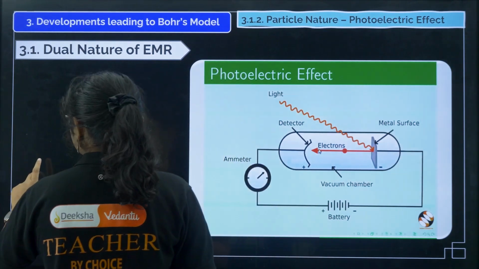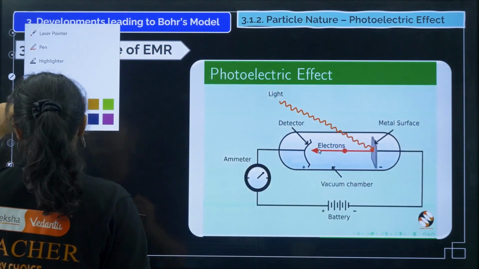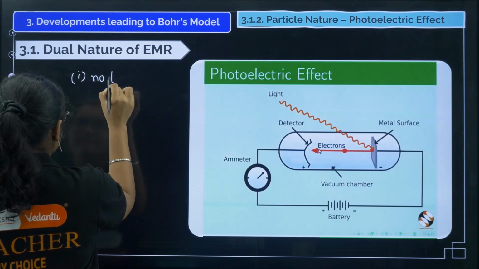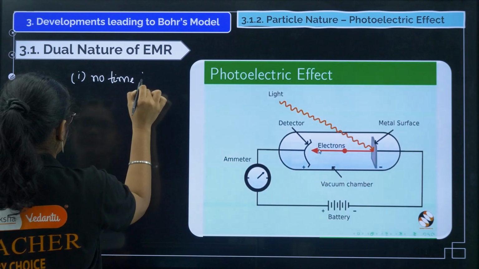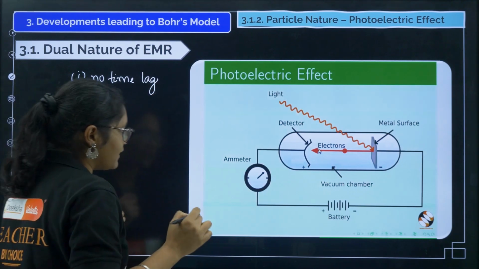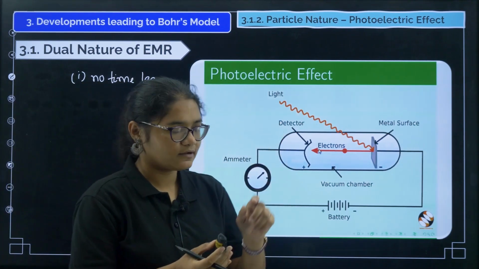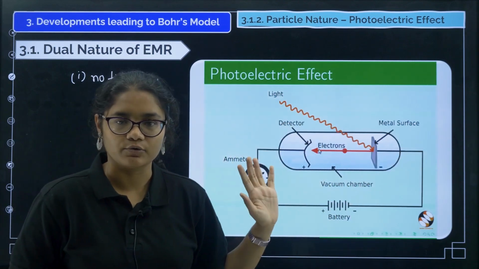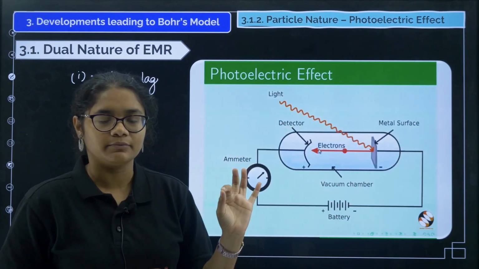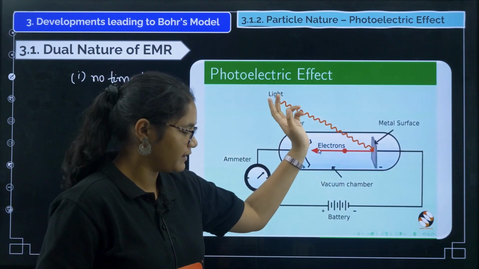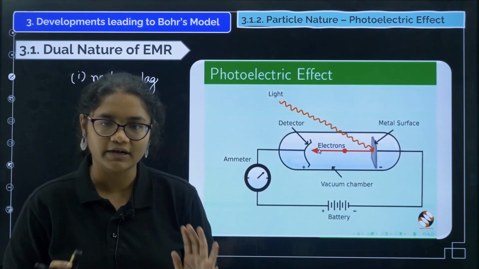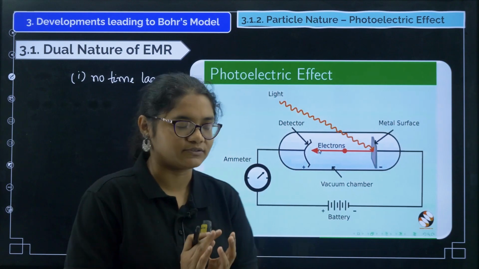The first observation: no time lag. That means whenever the light hit the metal surface, the electrons were ejected out immediately. There was no time lag in between. So when the light hit the metal surface, immediately electrons were ejected out. That was the first observation.